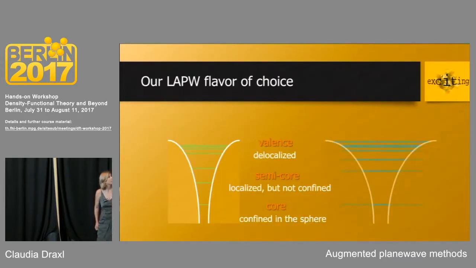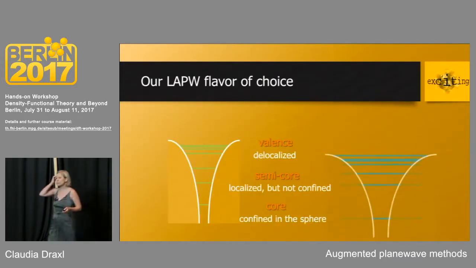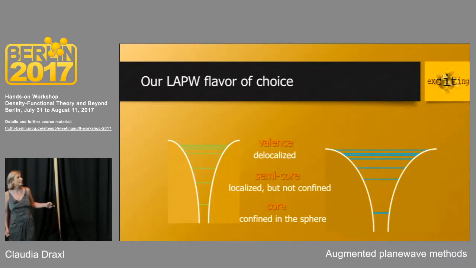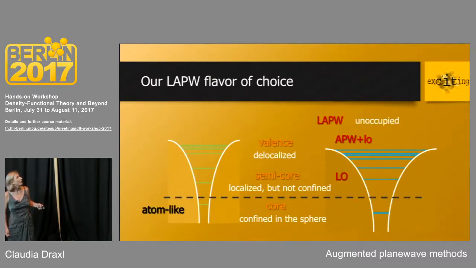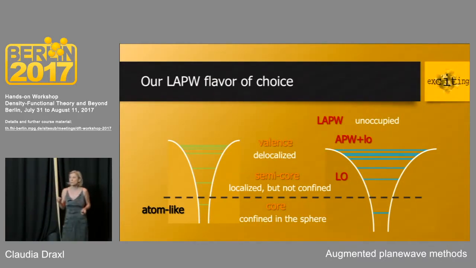And this is what I would like to show here. So our favorite choice, so to say, of basis functions is we treat core states typically in a separate window, solving the Dirac equation, like we've seen before. We treat semi-core states by adding local orbitals to the basis set. And up there, we use APW plus these auxiliary local orbitals in order to have a very precise description of the states close to the Fermi level, which are relevant for the bonding and for the physical properties.